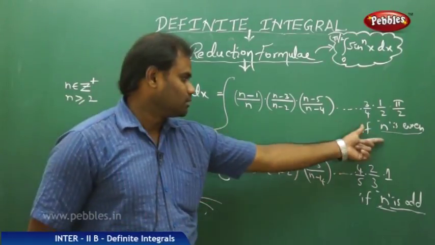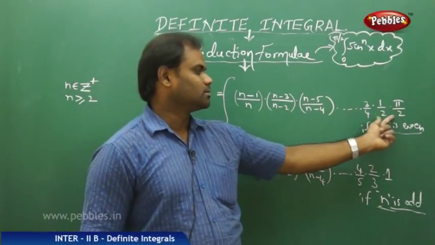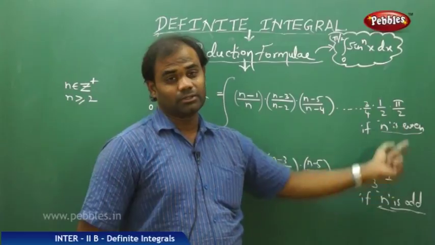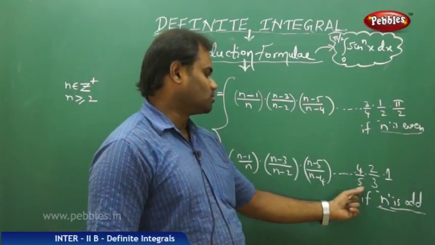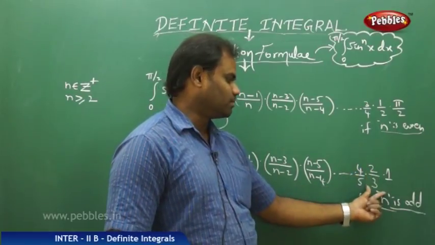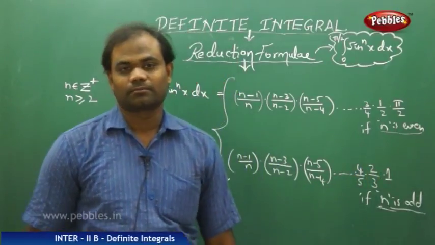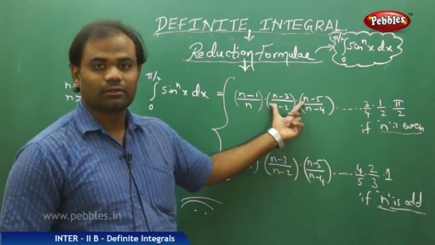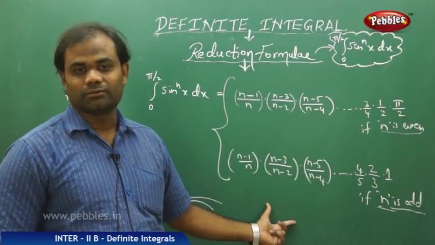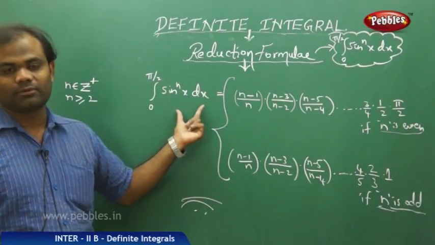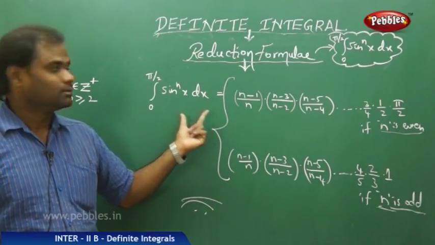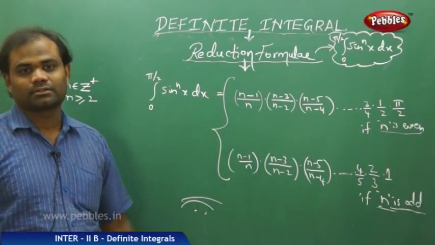If n is even, it is this times this times this, where the last term is pi by 2. If n is odd, then we have the same terms reduced to the last terms as 4 by 5 into 2 by 3 times 1. The cases of n even and n odd derive two respective formulae for integral 0 to pi by 2 of sine power nx dx.